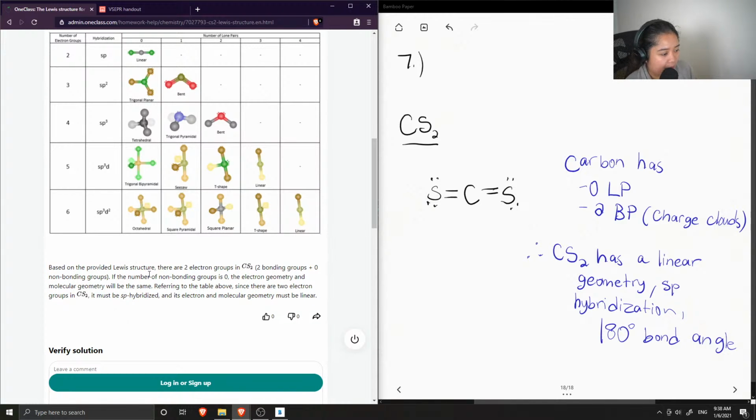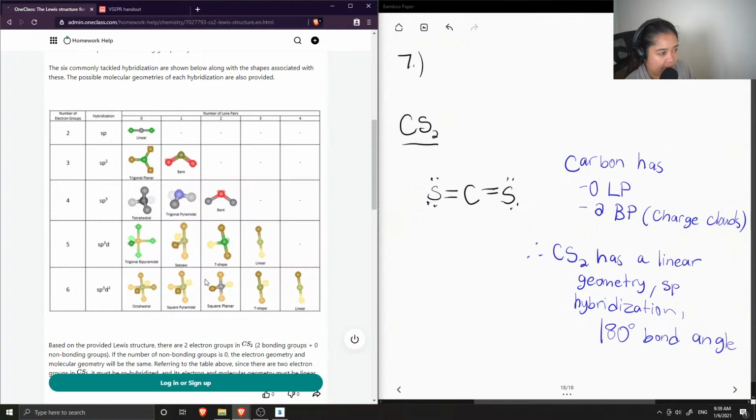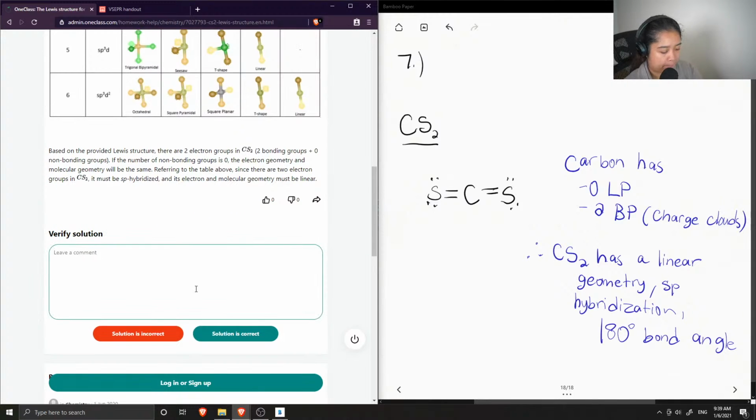And then based on the Lewis structure, there are 2 electron groups in carbon disulfide, 2 bonding groups, and 0 non-bonding. If the number of non-bonding groups is 0, the electron geometry and molecular geometry will be the same. Referring to the table above, since there are 2 electron groups, it must be sp hybridized, and its electron and molecular geometry must be linear. Yep. So this solution is correct. It was very well explained and in depth.